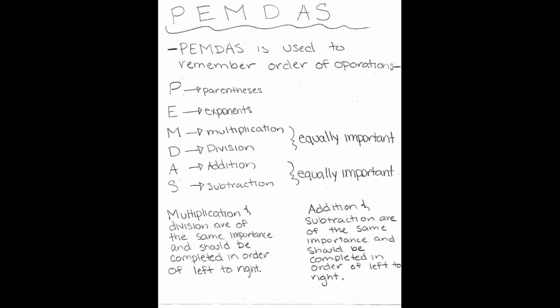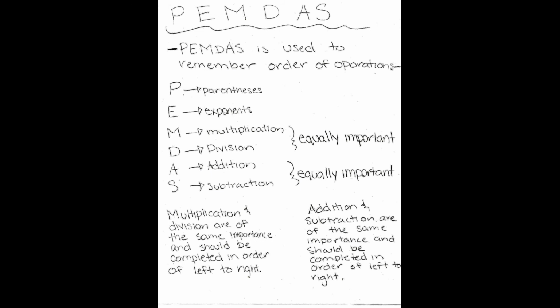PEMDAS. PEMDAS is an acronym used for remembering order of operations. P in PEMDAS stands for parentheses, E stands for exponents, M multiplication, D division, A addition, and S subtraction. It is important that we remember multiplication and division are equally important. Addition and subtraction are also equally important.